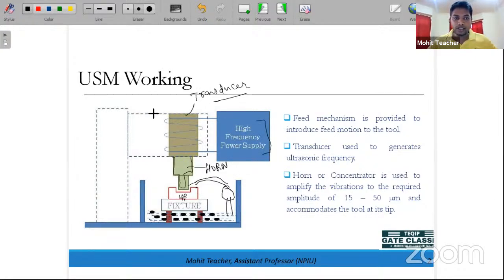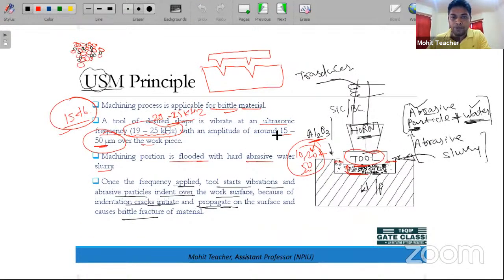Okay, and on the other hand, it is connected with the mechanism. So it is basically the feeding mechanism. This feed mechanism will just lift it up and down. The reason is, as we discussed, the amplitude range of the vibrations that is created is very small, that is 15 to 50 micrometers. So the vibration of the abrasive particle is very, very important.